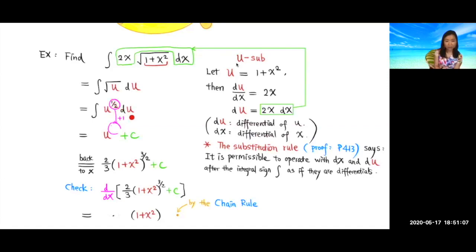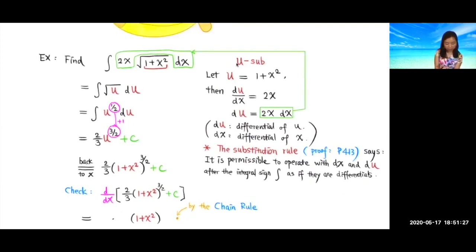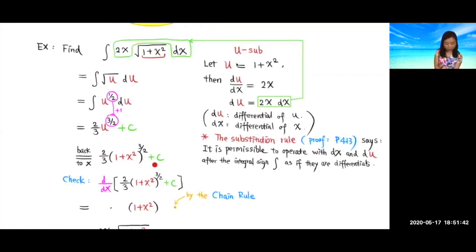The power rule says that to find the antiderivative, we increase the exponent on u by 1. So that will be u to the 3/2 power, and multiply by its reciprocal, which is 2/3, and finally add a constant. Now we need to go back to x. To go back to x, we replace the u here by 1 plus x squared. And that will be the final answer here.